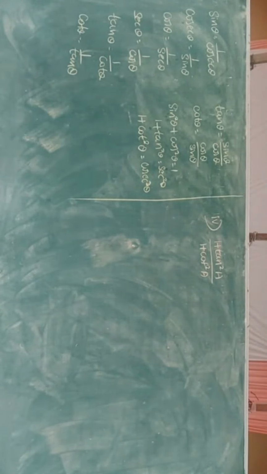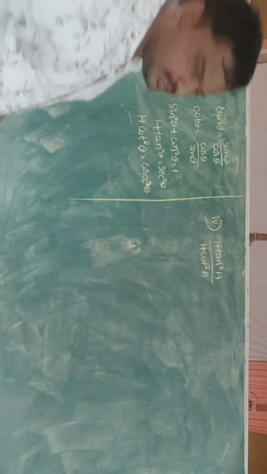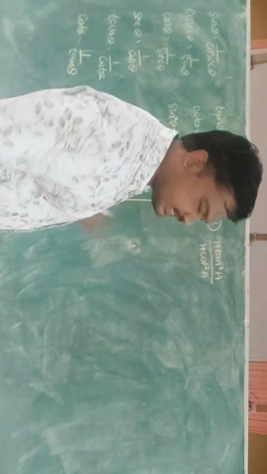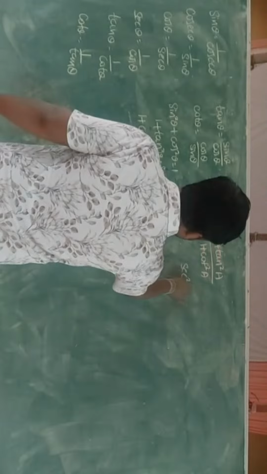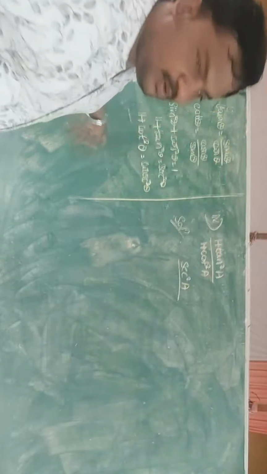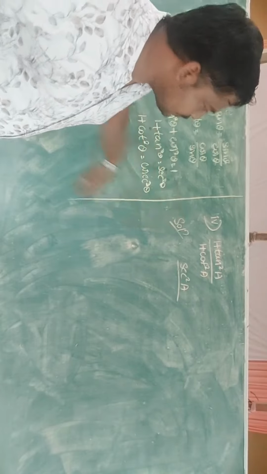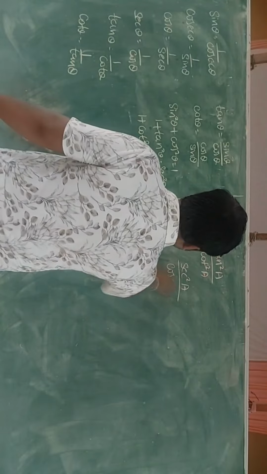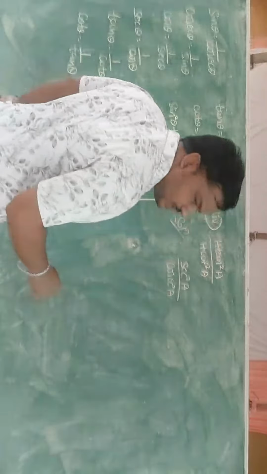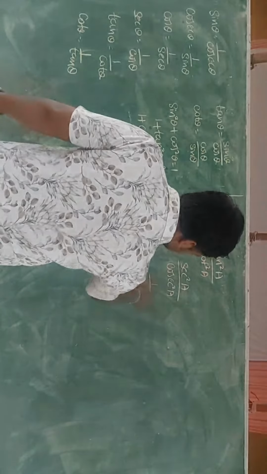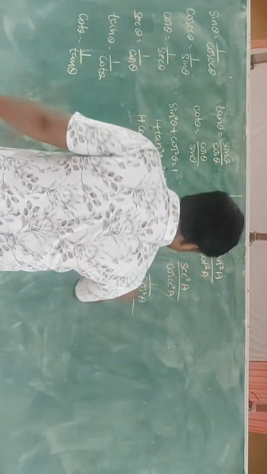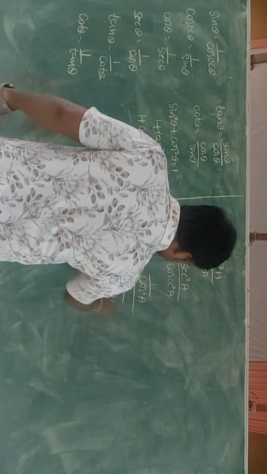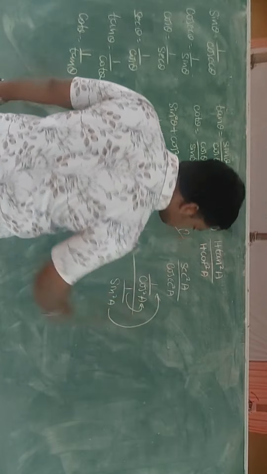Let's see the identities. Second identity: 1 plus tan square theta is equal to sec square theta. So here 1 plus tan square A is nothing but sec square A. And 1 plus cot square theta is equal to cosec square theta, so 1 plus cot square A is cosec square A. Sec is the reciprocal of cos and cosec is the reciprocal of sine. So this multiplies to the numerator and this multiplies to the denominator.